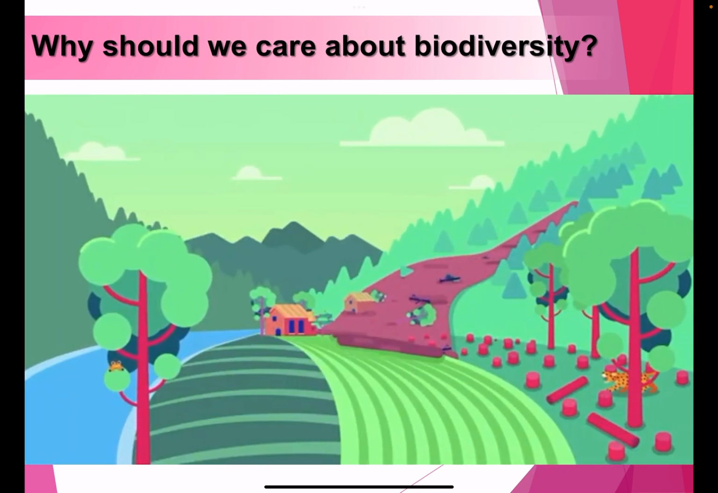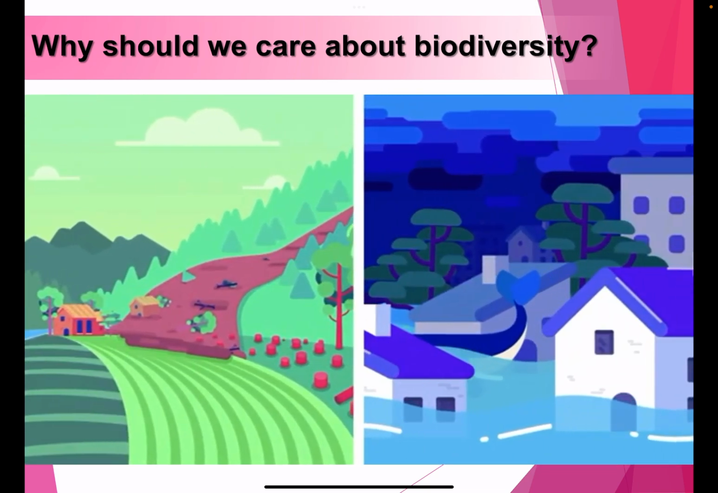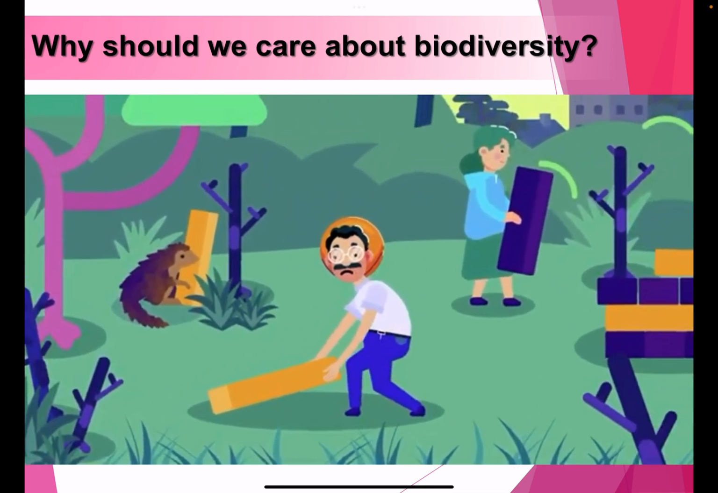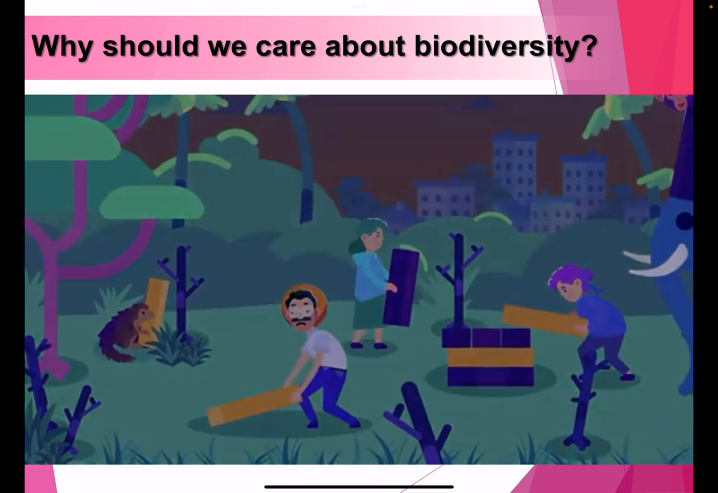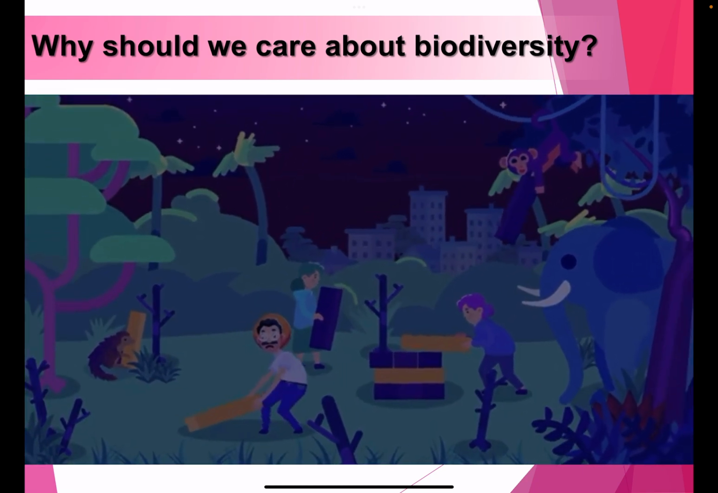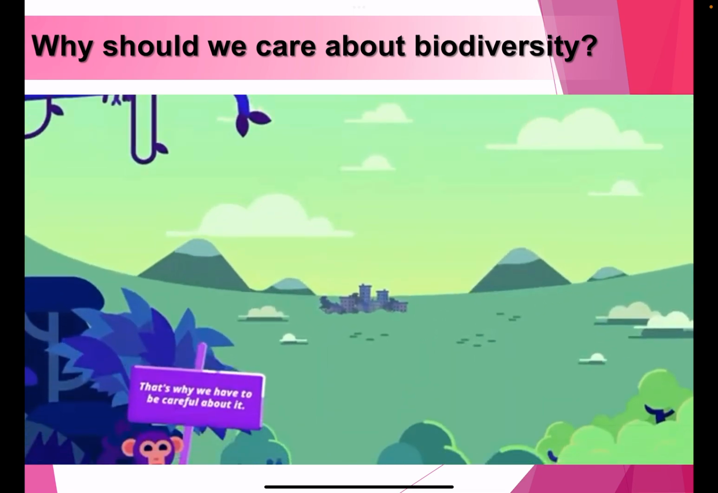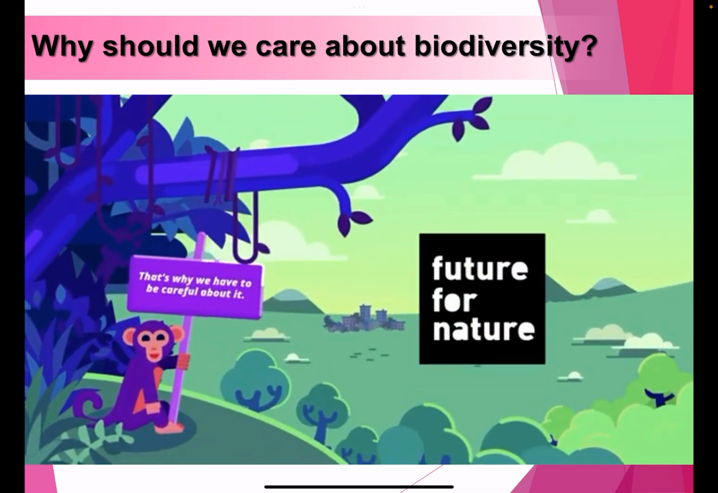A collapsed system can have major consequences: more extreme weather conditions, such as erosion and flooding. In addition, it is very difficult to regain all biodiversity. Rebuilding a tower takes a long time and requires a lot of knowledge. That is why biodiversity is so important. That's why we have to be careful about it.